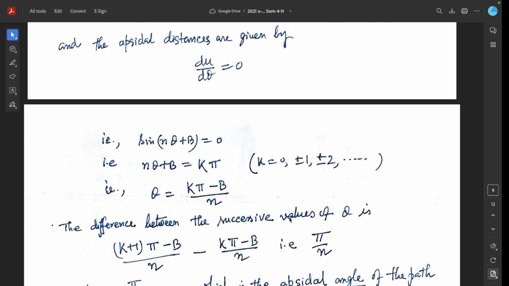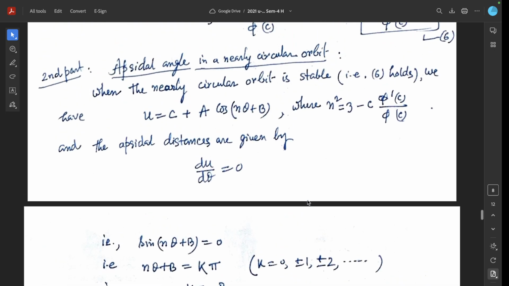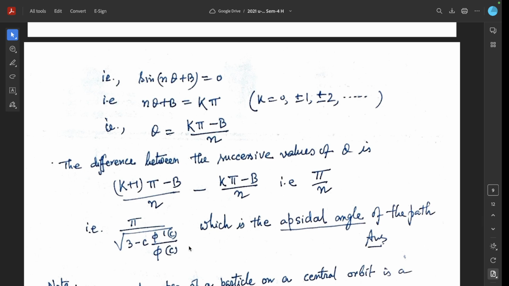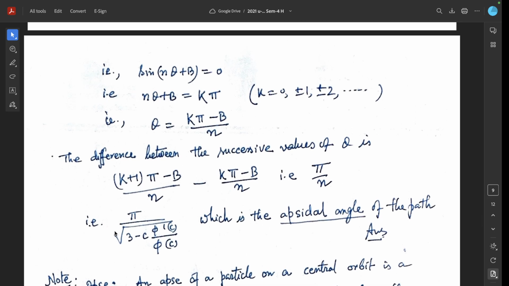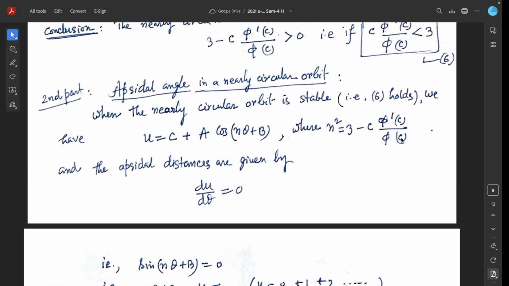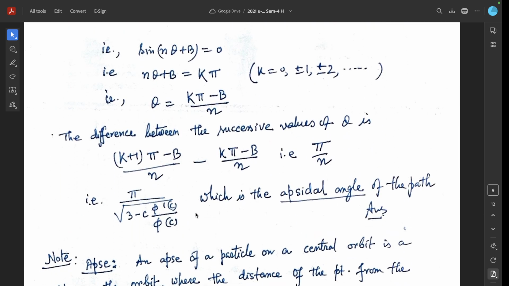And the difference between two successive values of theta, that is (k plus 1) pi minus b by n minus (k pi minus b by n), is pi by n. So n we have already found, so pi by n equal to pi over root of (3 minus c phi dash c by phi c), because we put here n square equal to this, so n equal to root of this. And this is the required apsidal angle of the path.